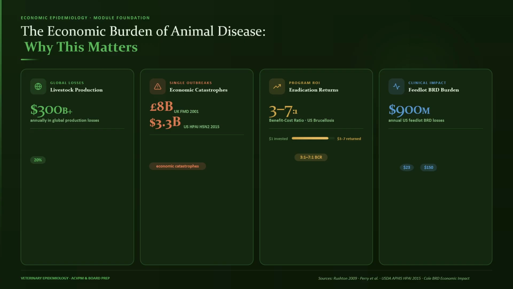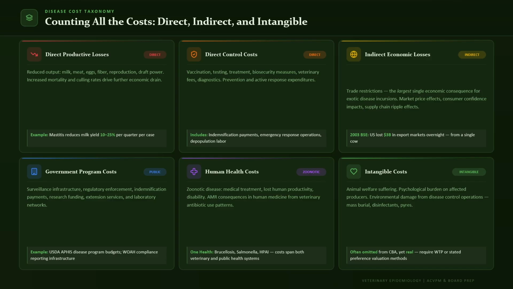Well-designed programs pay off. U.S. brucellosis eradication returns somewhere between $3 and $7 for every dollar invested, and it hits the clinic too. Feedlot respiratory disease alone costs the U.S. industry roughly $900 million a year. Economics isn't abstract here, it's the language of animal health. To make good decisions, we first have to count every cost a disease imposes, and there are more than people think.